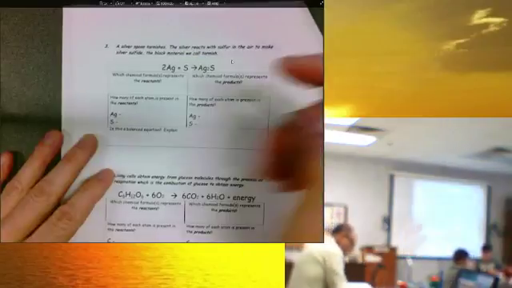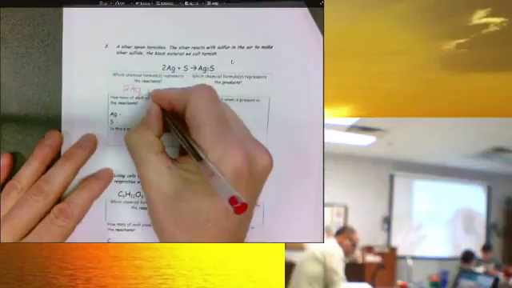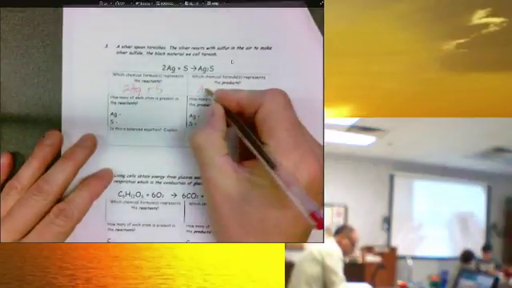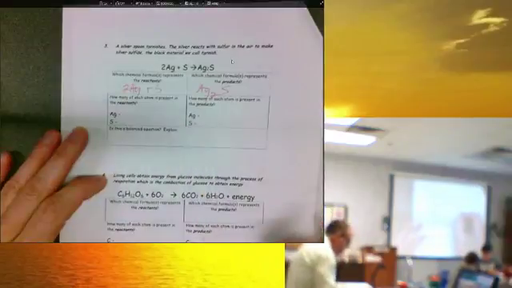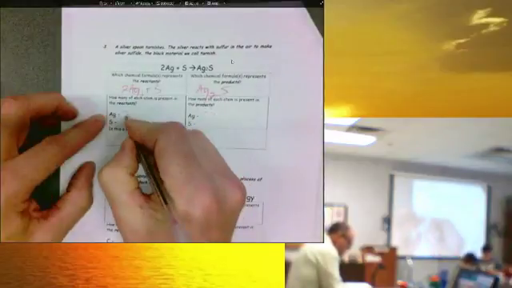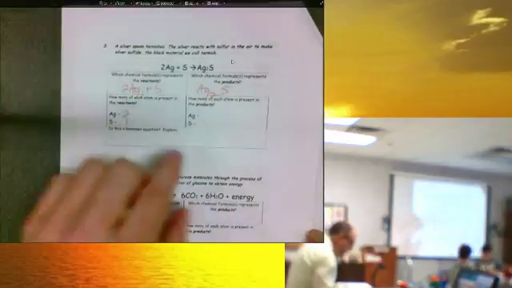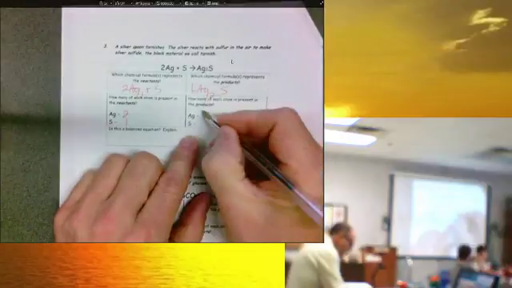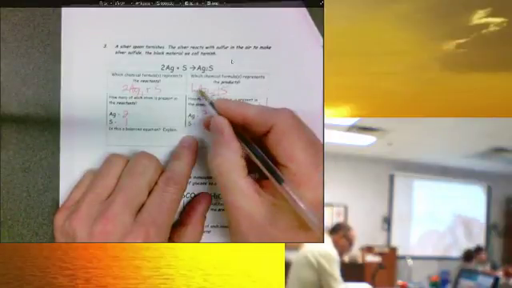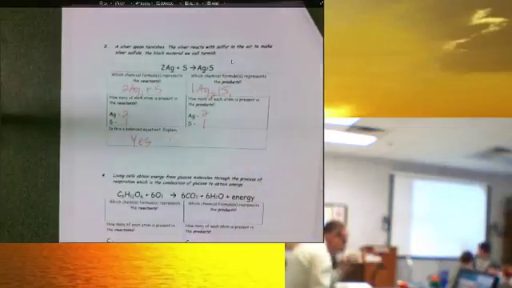Okay, on the next page, 2Ag plus S makes Ag2S. 2 times 1 is 2. 1 times 1 is 1. 1 times 2 is 2. 1 times 1 is 1. Are those equal? Yes. That was balanced.